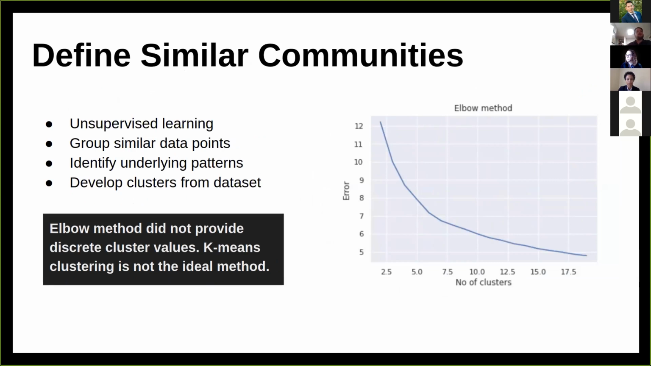Then we applied k-means clustering. K-means tries to divide the data into evenly sized clusters. The error only goes down when you reach a high number of clusters, which would not provide a discrete way to describe the communities that our clusters are comprised of.